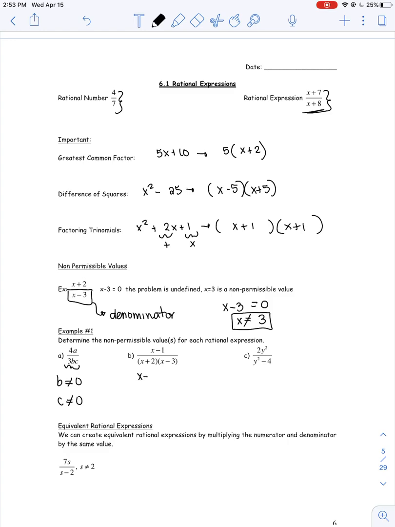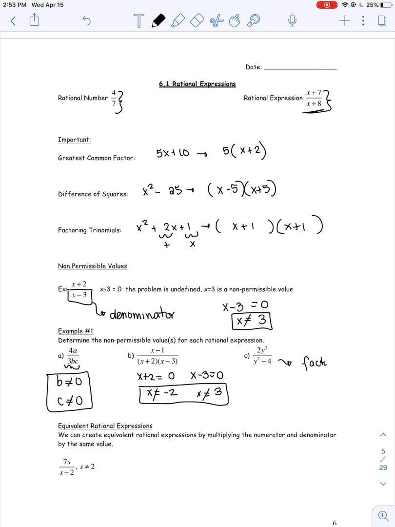The next one, what you want to do is take each factor, meaning x plus 2, make it equal to 0. And then you want to take the other factor, x minus 3, make it equal to 0. Solve for them, because those would be the values that would make the bottom 0. So if I bring positive 2 over, I get negative 2. So x is not allowed to be negative 2. And then if I bring minus 3 over, I get positive 3. So x is not allowed to be positive 3. So those are your two non-permissible values. So only variables will give you those non-permissible values.